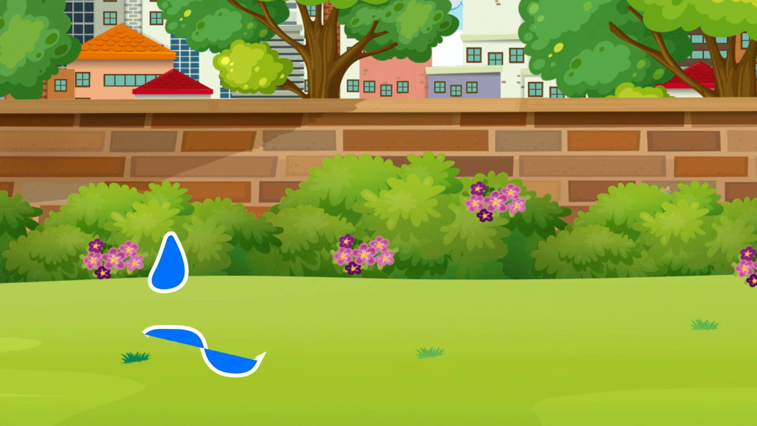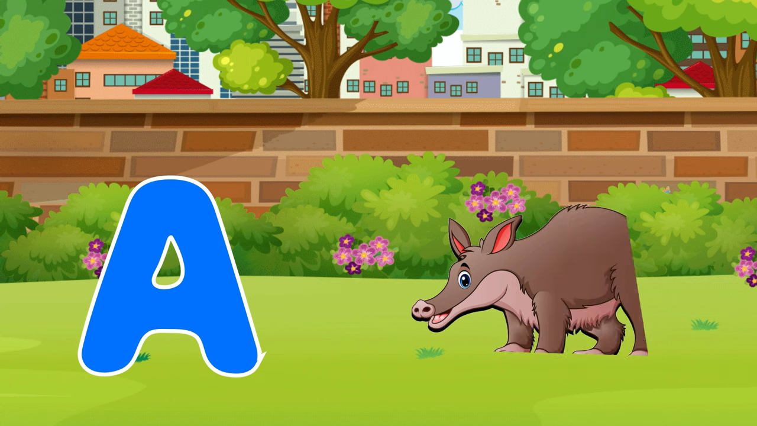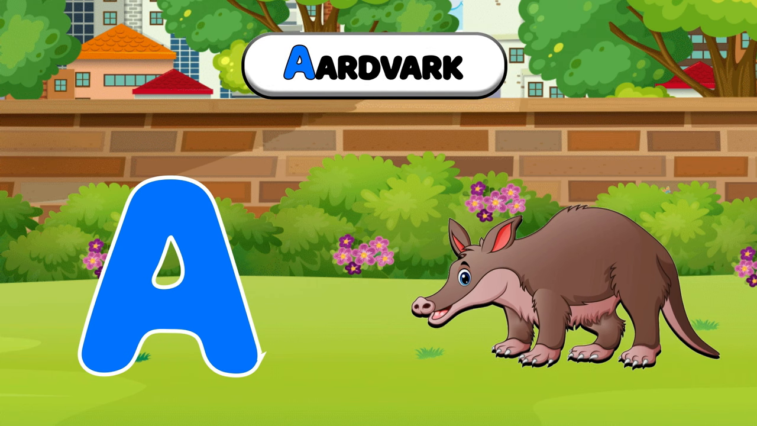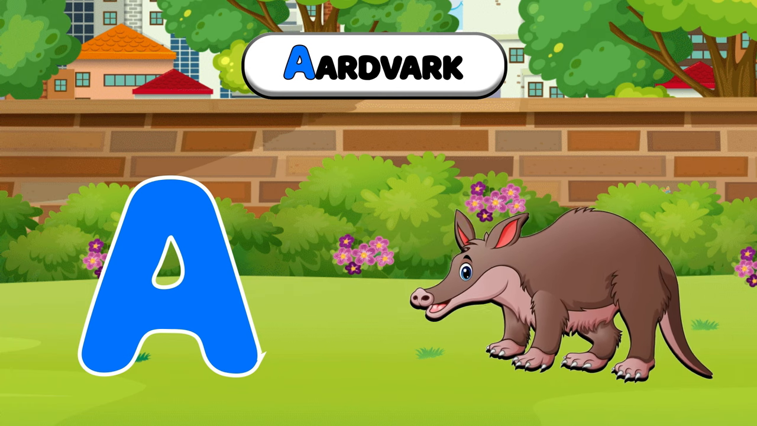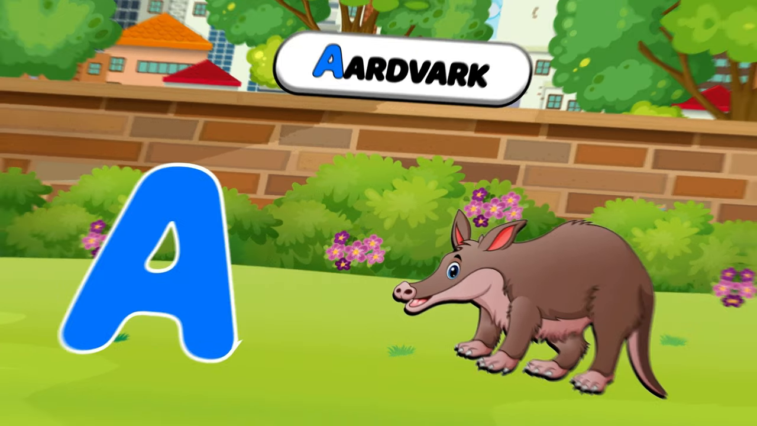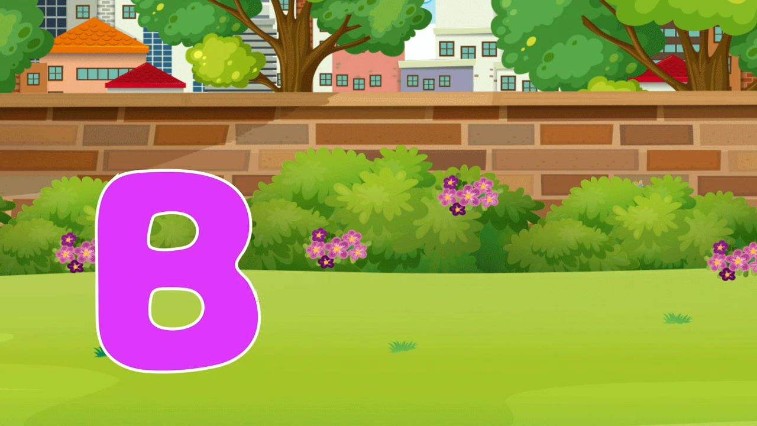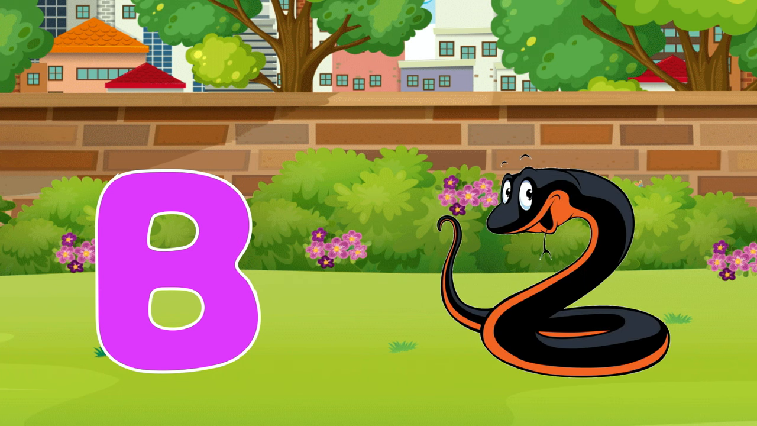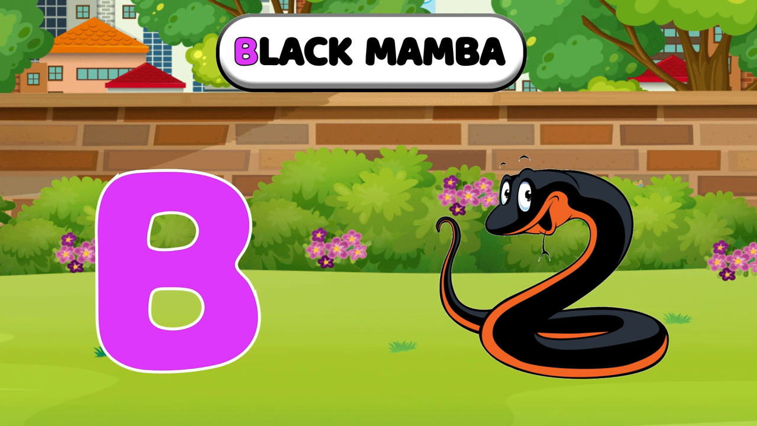Today we will do A to Z animal sounds. A. Aardvark. And the sound of the aardvark. B. Black mamba. And the sound of the black mamba.